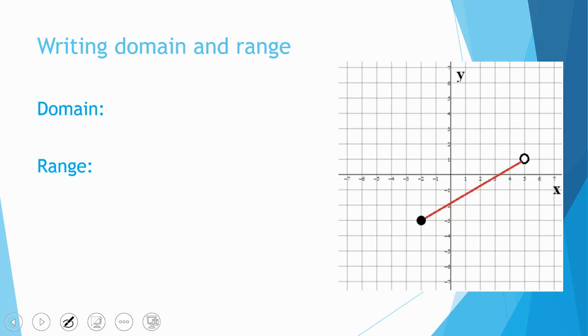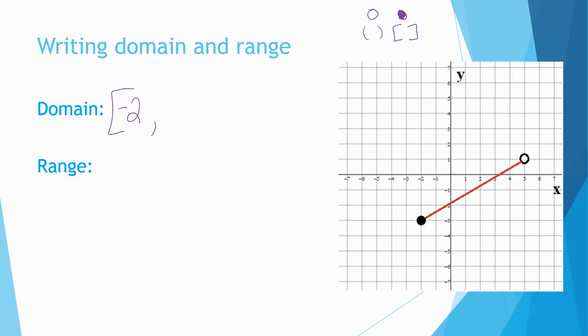When we are writing domain and range, we're going to focus on using interval notation and make sure that you know when to use parentheses and brackets. So remember that we talked about an open circle means parentheses, a closed circle means brackets. Looking at this one, I'm going to start with my leftmost value for domain, which is at -2. So I'm going to write -2. I'm going to use a bracket because I have a closed circle.